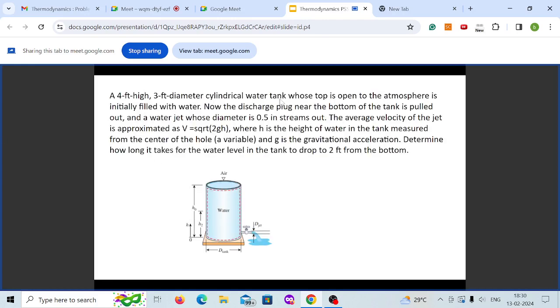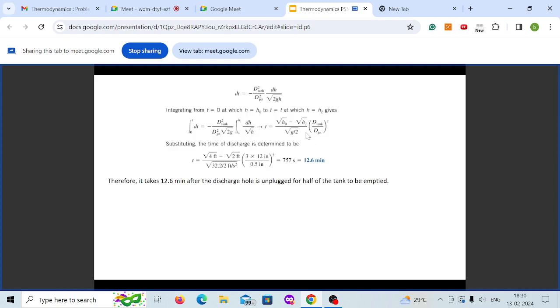This problem is given in feet, but the procedure will remain the same irrespective. You can convert feet to meters and inch to meters and solve it, or you can substitute g directly in terms of feet and solve it. So the time you will get is 757 seconds, which comes out to be 12.6 minutes. So it will take 12.6 minutes for the tank to go from 4 feet to 2 feet. It will become half emptied at 12.6 minutes.